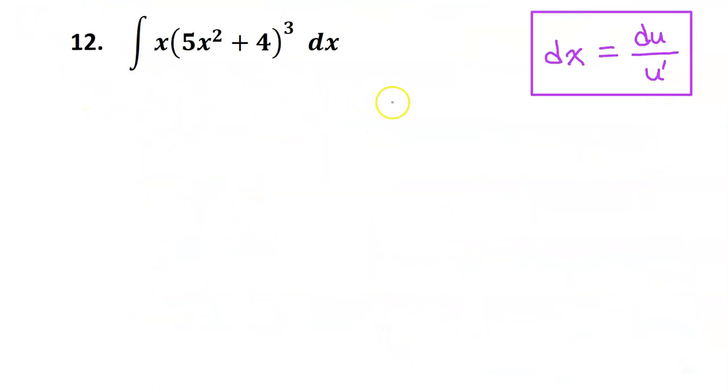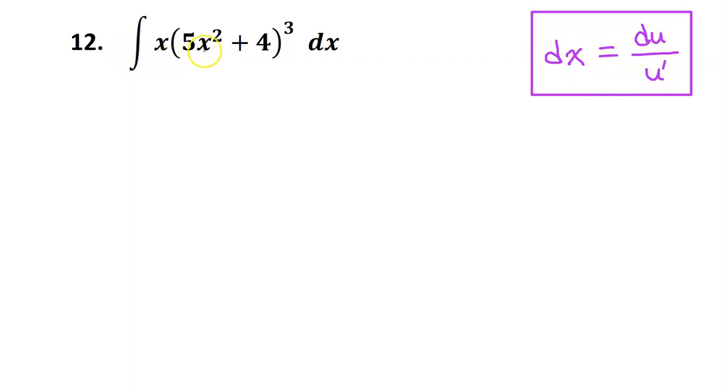Because this is an introductory video, I'm going to be showing every single step. But in the next video, I will start showing you how to skip some steps that will allow this process to go a little bit faster and more smoothly. Before we do problem number 12, remember dx can be rewritten as du over u prime. Just go ahead and memorize that.